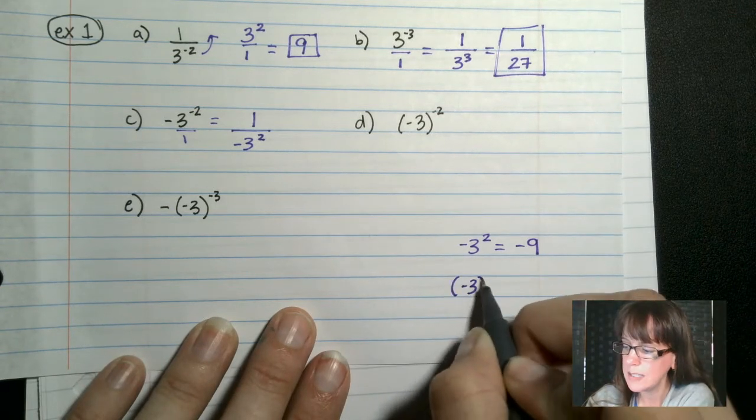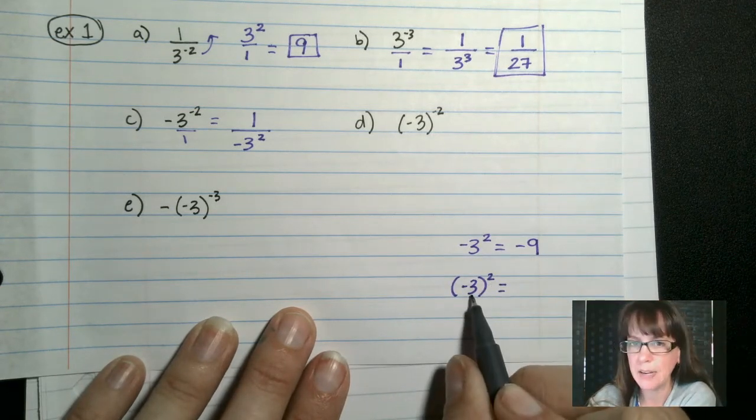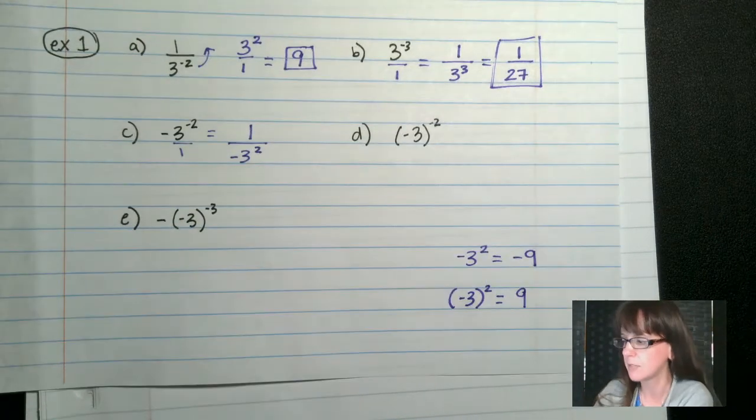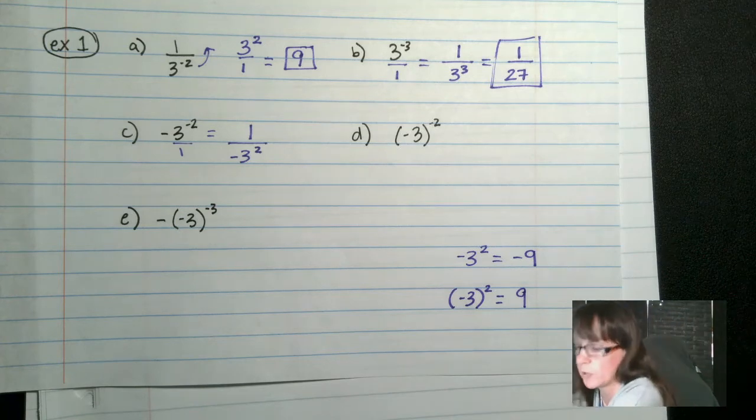If you have quantity 3 squared, that is saying, hey, do negative 3 two times. Negative 3 times negative 3, which is positive 9. You see the difference there? It's vitally important that you use your parentheses appropriately.